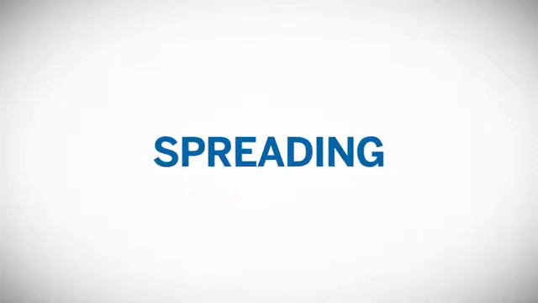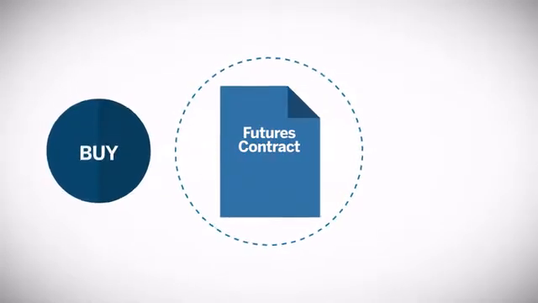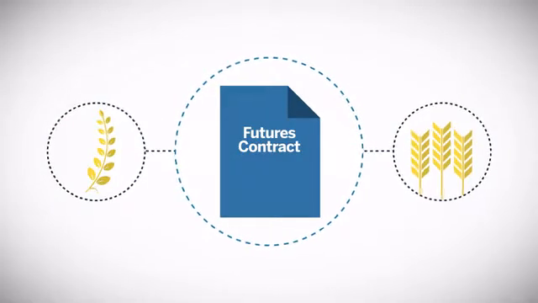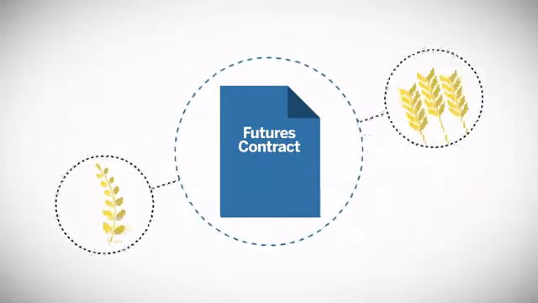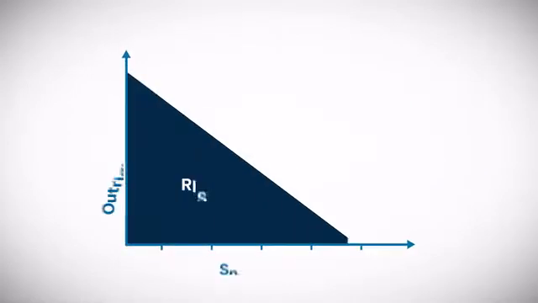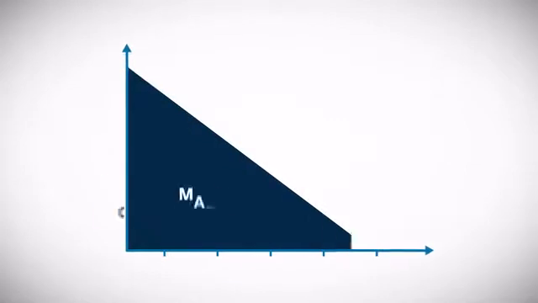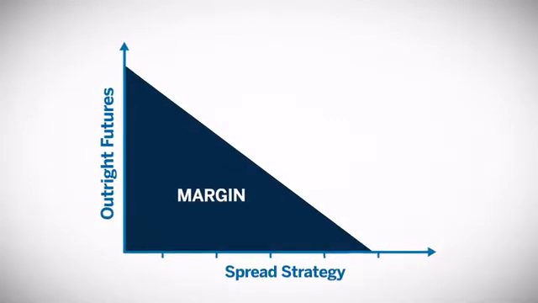Spreading, a trade in which you simultaneously buy one futures contract and sell another, is a popular strategy among those trading grain and oilseed products. One reason is that spread strategies typically involve less risk than outright futures positions, and as a result also tend to have lower margin requirements.